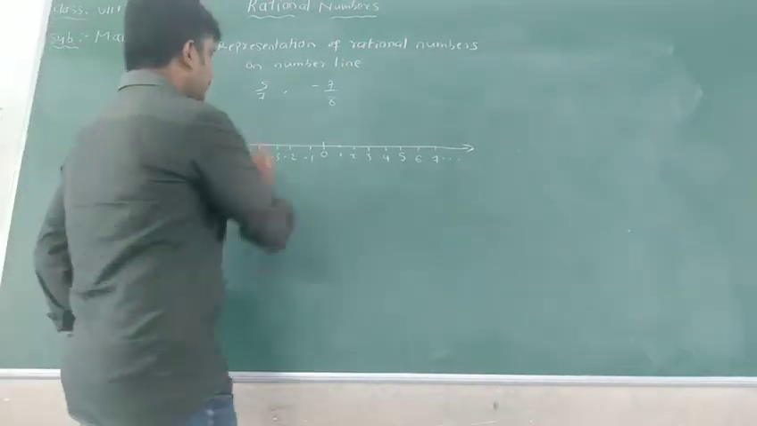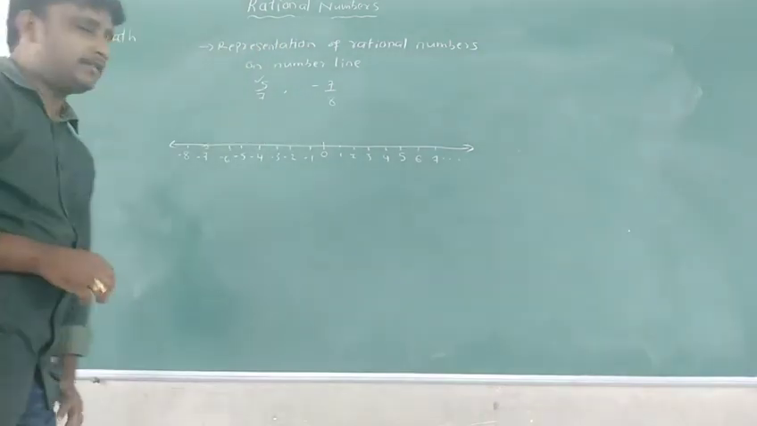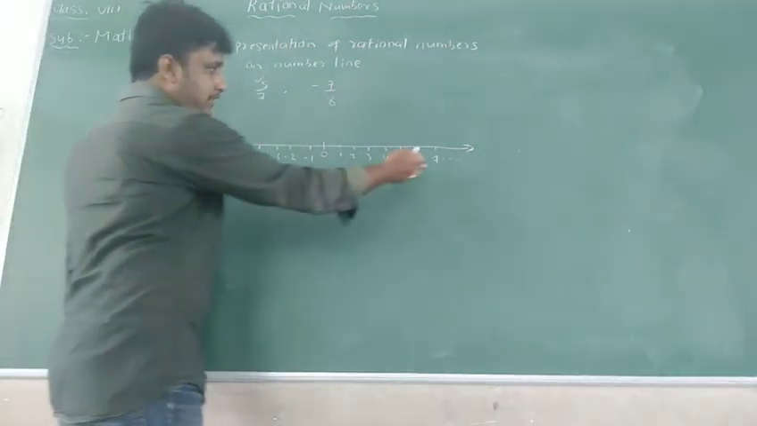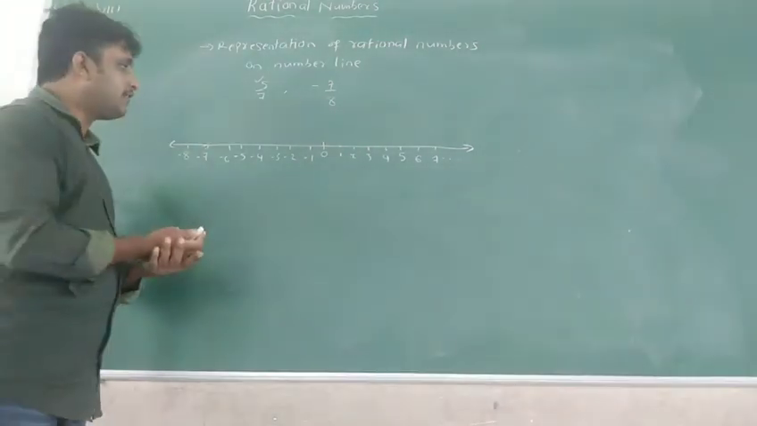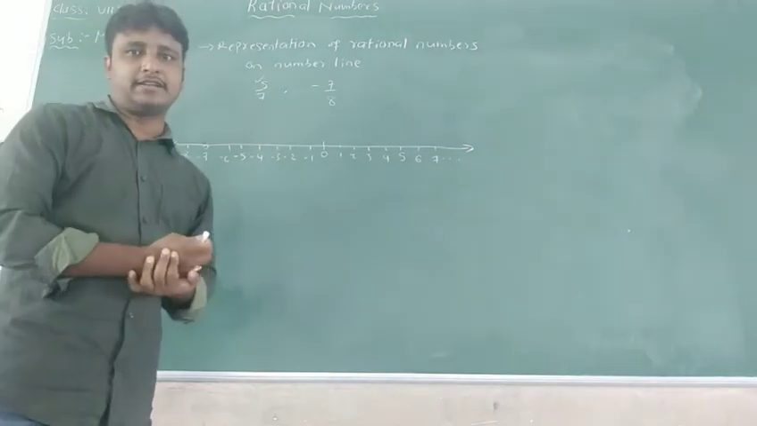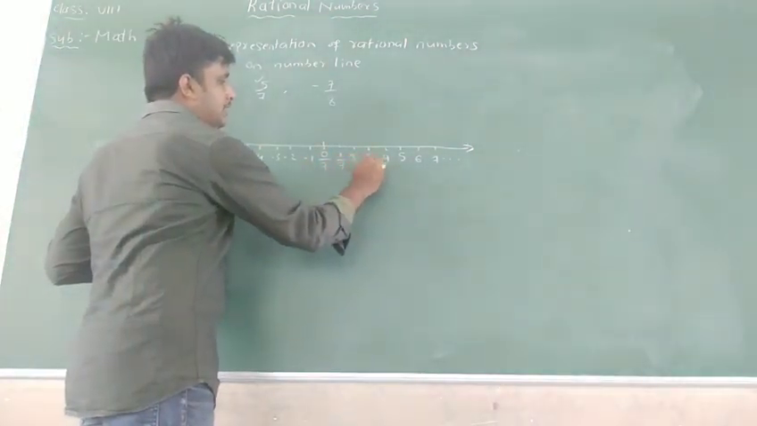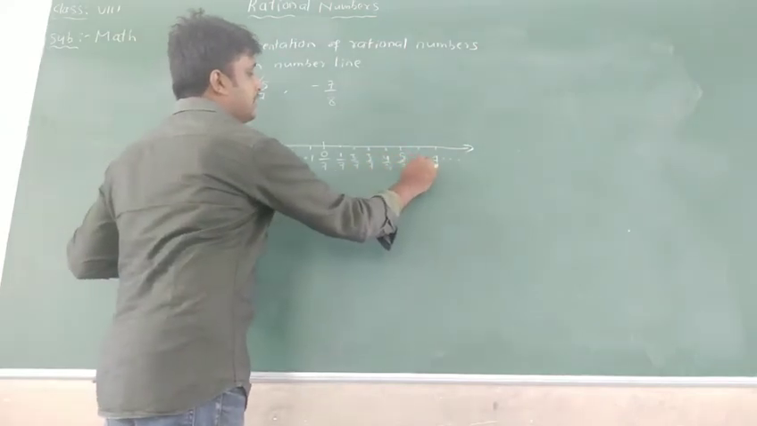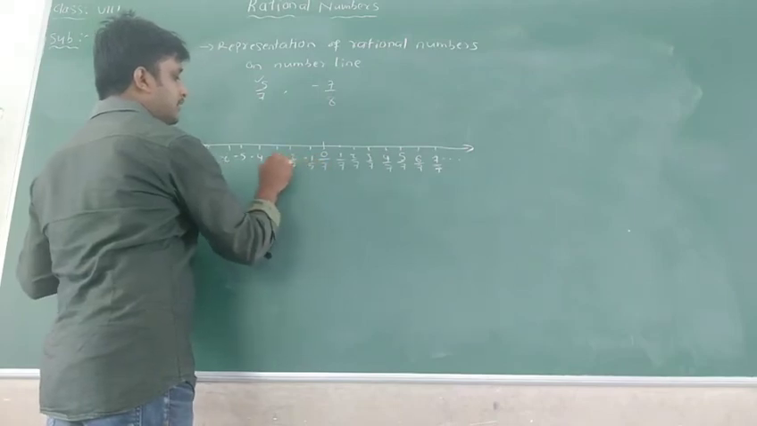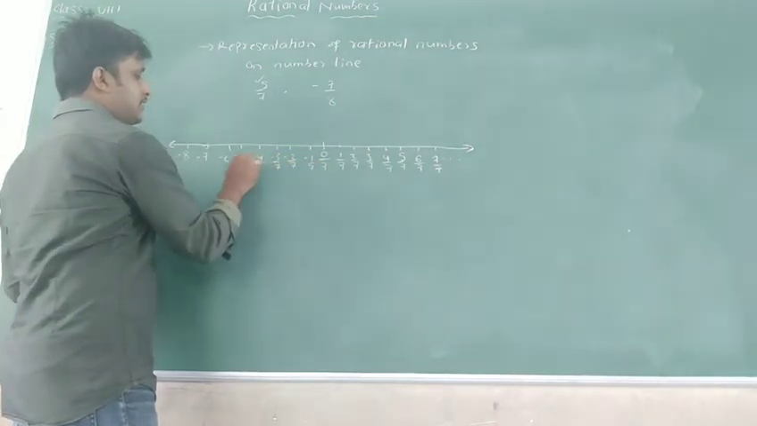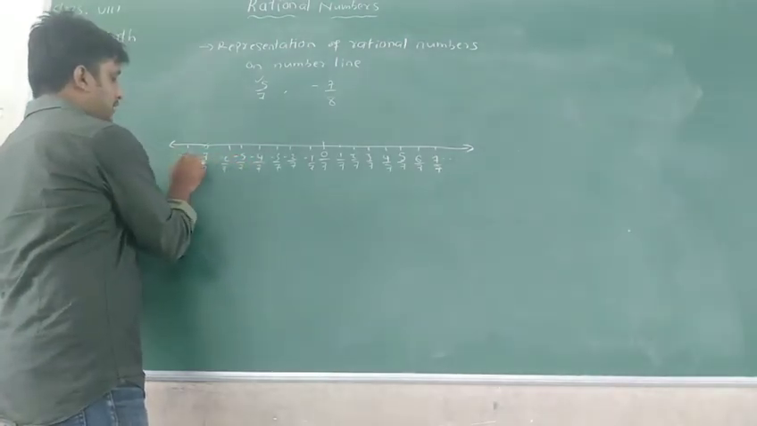So first, how to represent on the number line? First I'm going to represent 5 by 7 on the number line. But here there is no 5 by 7 on the number line by default. So what is the denominator? 7. So we have to divide each and every number on the number line by 7. So 0 by 7, 1 by 7, 2 by 7, 3 by 7, 4 by 7, 5 by 7, 6 by 7, 7 by 7, and here minus 1 by 7, minus 2 by 7, minus 3 by 7, minus 4 by 7, minus 5 by 7, minus 6 by 7, minus 7 by 7, and minus 8 by 7.